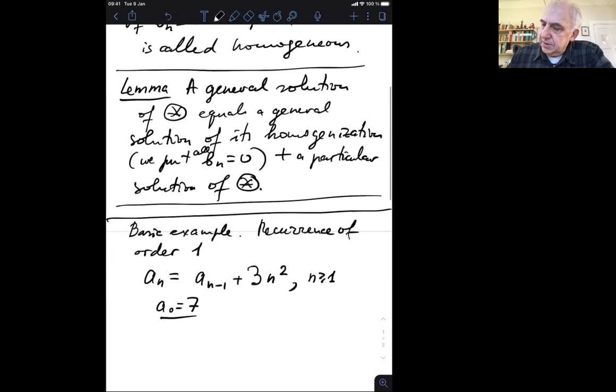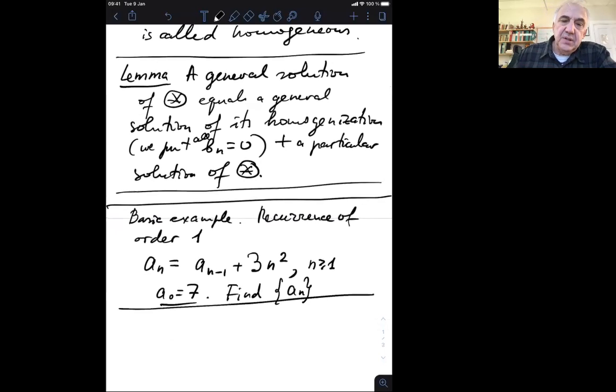Okay, so let's start calculating things and find the sequence a_n. We'll see for this specific case and its naive generalizations, we can do this without any serious problem. So what do we have? We have a_1 equals 3 plus 7. So n equals 1, and a_0 is 7.